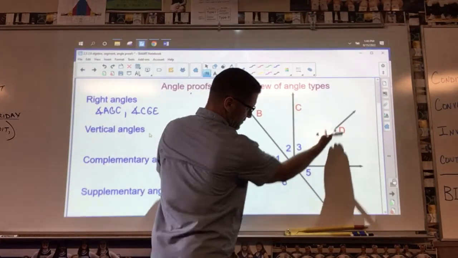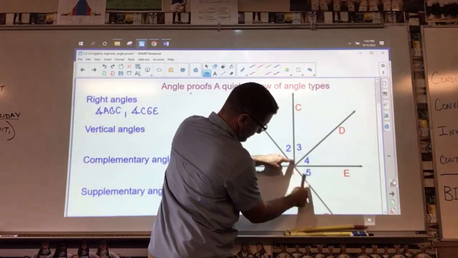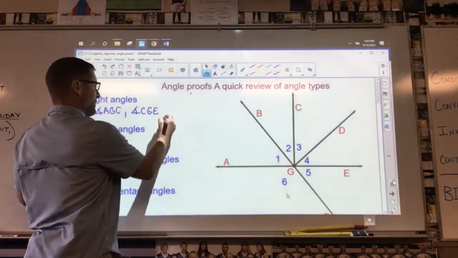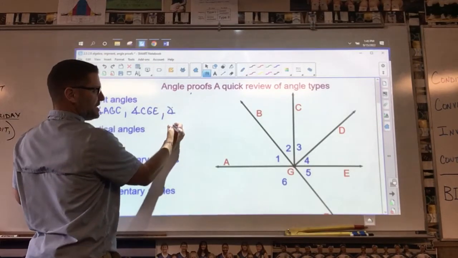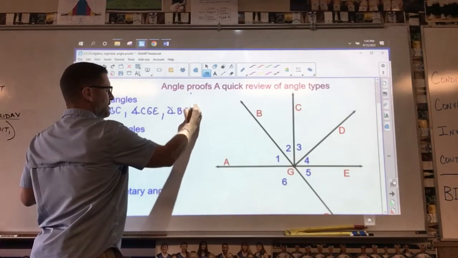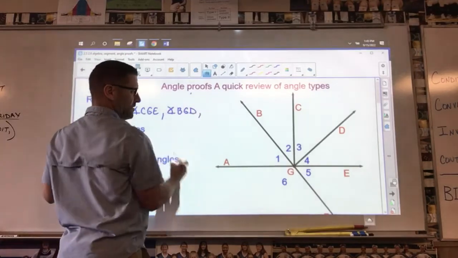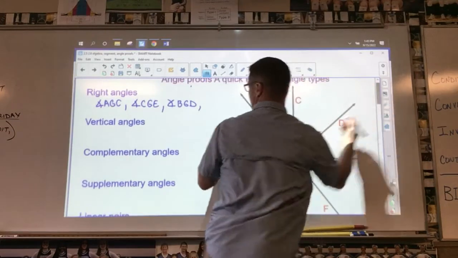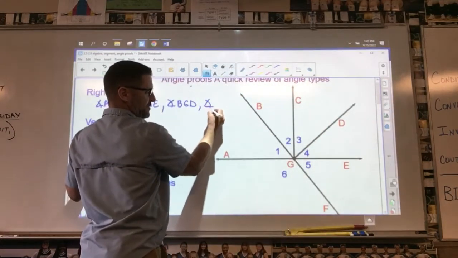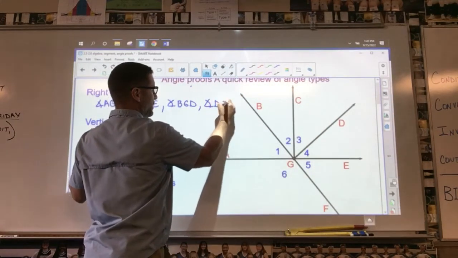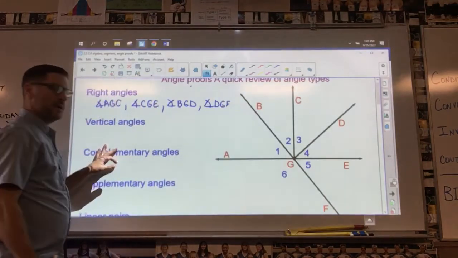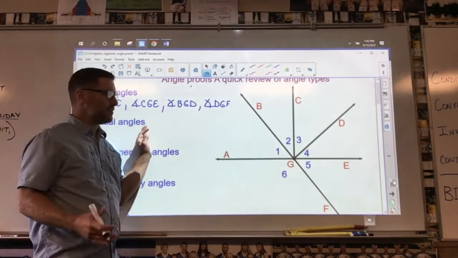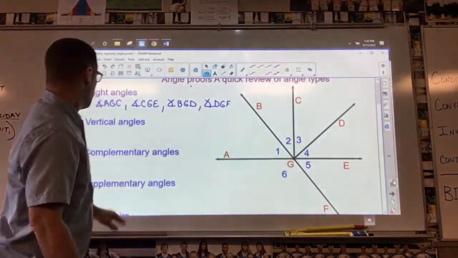And then there looks like there's one, and this angle, if I added 4 and 5 together, and if I added 2 and 3 together, looks like I would also get right angles there. So I'm going to put angle BGD is a right angle, and angle DGF, that low point right there is F, also appears to be a right angle. And that's just by visually looking at them. There's no markings on them or anything that says they're right angles, but if I had to pick out the right angles, those would be it.